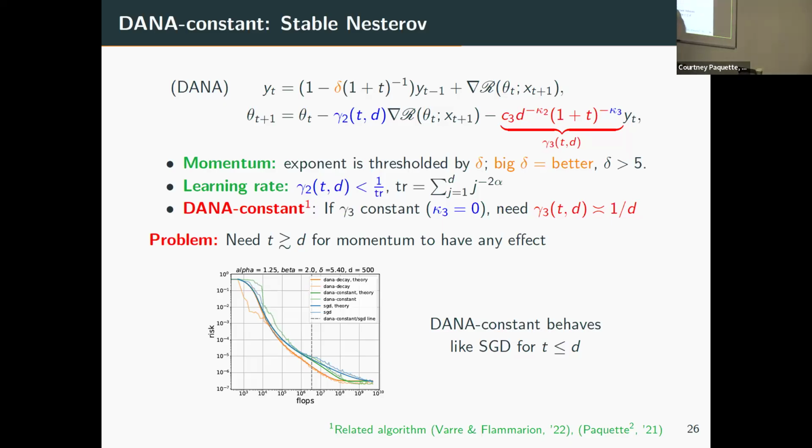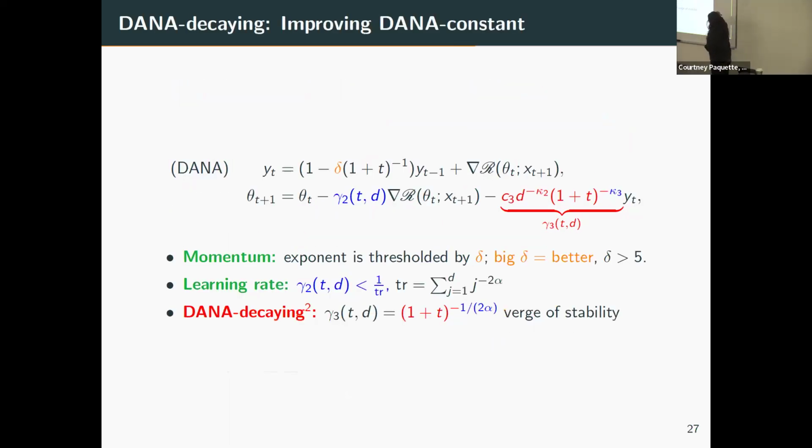So here's the Dana constant. What you can see here is that SGD is the blue, green is Dana constant. It goes here, you hit t equal to d, and then it diverges off to the moon. Up until t equal to d, they're identical. So now you might say, well, can you do better? And it turns out you can do better.